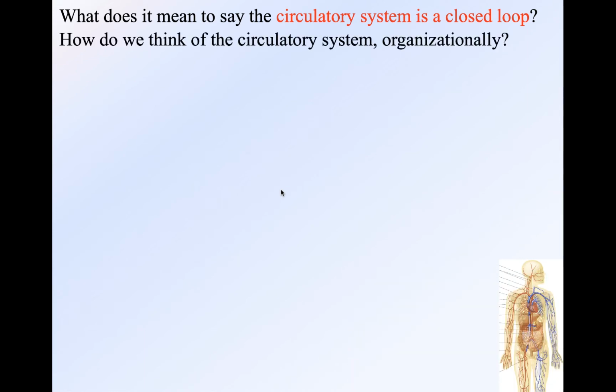Now, organizationally, you know that we think of the circulatory system as, again, what's the answer there? And the answer is two loops, the systemic circuit and the pulmonary circuit. And so I want you to think about the pulmonary circuit and go ahead and describe it some. So pause the video and describe the pulmonary circuit.